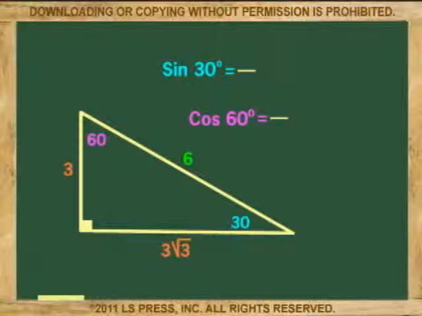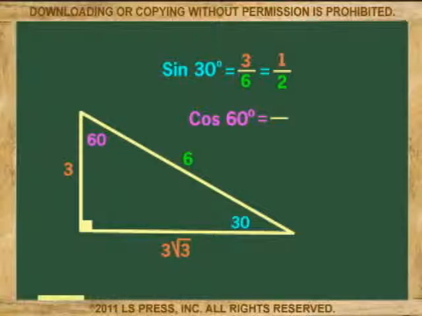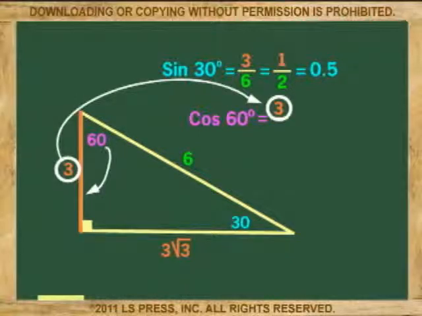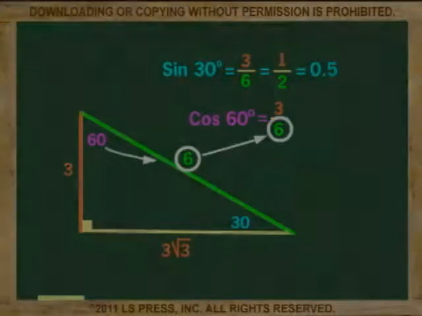In this example, for instance, the sine of 30 is 3, the opposite side, over 6, the hypotenuse, or 1/2, or 0.5. And the cosine of 60, the complement of 30, is the 3 again, but this time as the adjacent side for the 60-degree angle, over 6 for the hypotenuse.